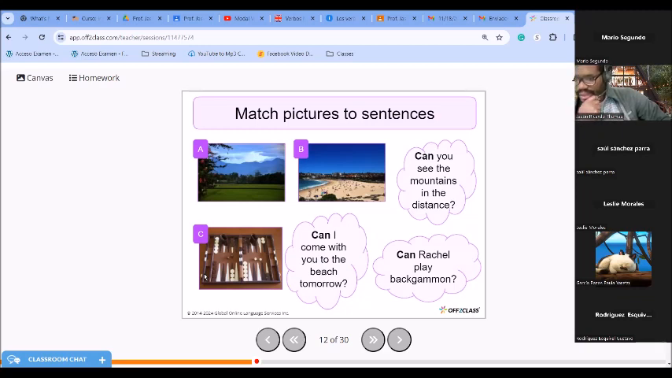All right, so help me here, Allison. Let's match this time questions with the images. A is, can you see the mountains in the distance? Yes, indeed. Good. All right, Gustavo. B is, can I come with you to the beach tomorrow? Indeed, indeed. And Saul, number C.